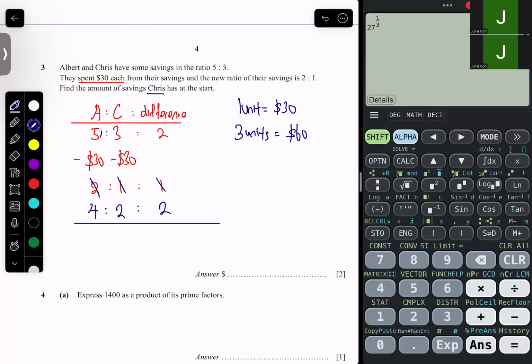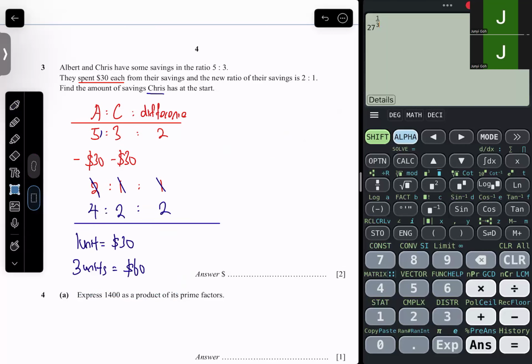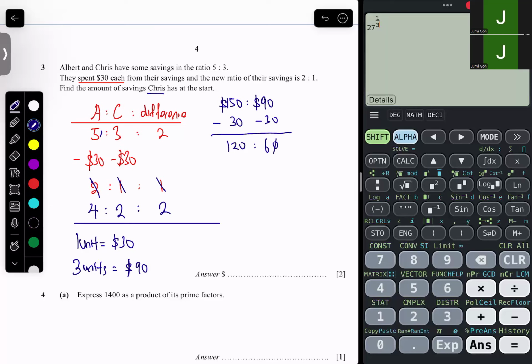Now we can do a double check on this question as well. Since we got that 1 unit is $30, that means it will be $150 is to, oh sorry, made a mistake, $90. So $150 is to $90, that is their starting amount. Then you minus 30, minus 30, that is 120 is to 60, which reduces to 2:1. So we are good, we know that we are definitely correct, on the right track.